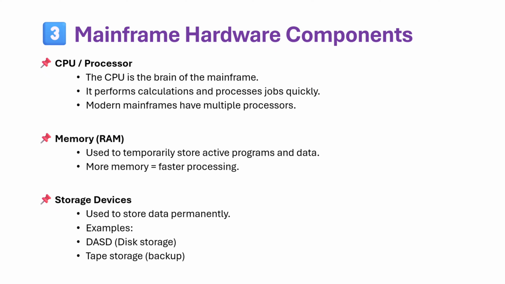Next is memory, also known as RAM. Memory temporarily stores active programs and data during execution. More memory helps improve performance and allows multiple workloads to run efficiently. The next component is storage devices. Storage is used to permanently save data and files. Mainframes commonly use DASD, which stands for Direct Access Storage Device, and tape storage systems for backups.